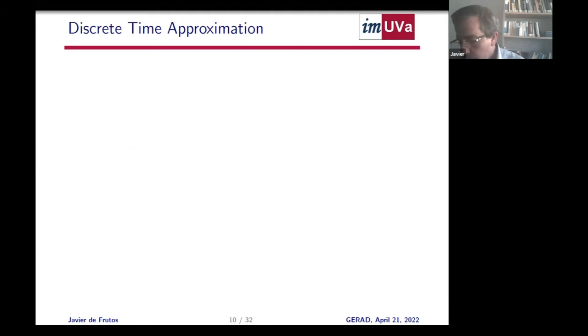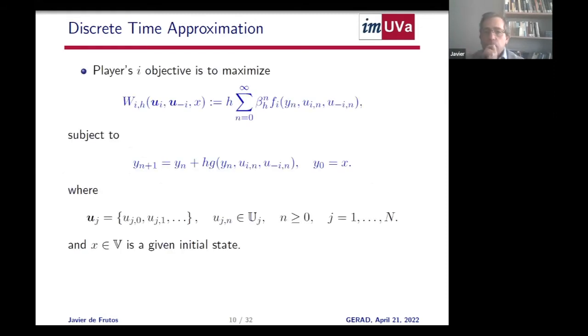Okay, what is a discrete time approximation? Is that the second part of the talk? Well, a discrete time approximation consists essentially in substituting the continuous problem by a discrete time game, a discrete time problem, in which we substitute the integral by a series, by an infinite sum, and we substitute the continuous dynamics of the problem by a discrete dynamics of the problem.